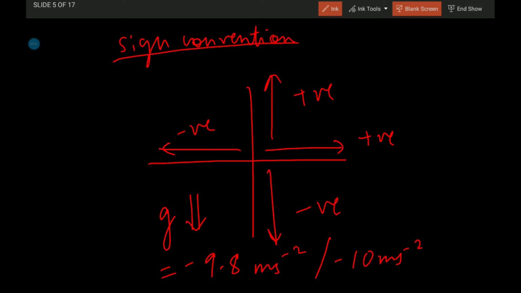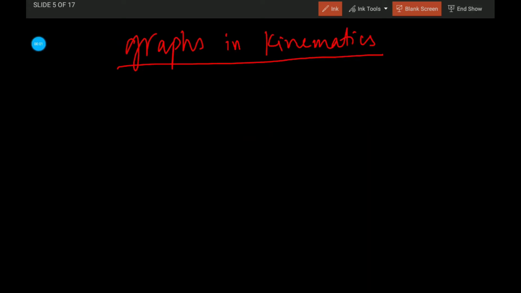This helps to ease out the problems. Suppose the displacement is upwards, so we can take h as positive. And similarly, if the displacement is downwards, we can take h as negative. Let us now talk about the graphs in kinematics. We will be mainly talking about three graphs. Those are the xt graph, the vt graph, and the at graph.